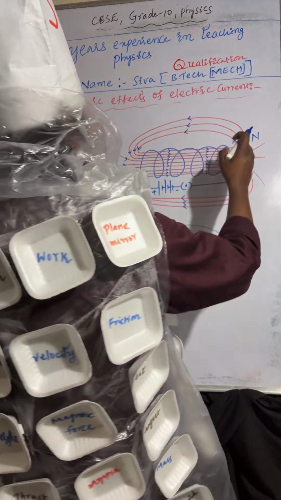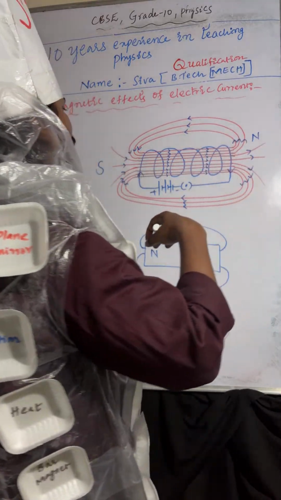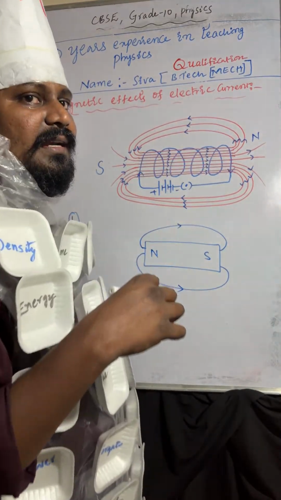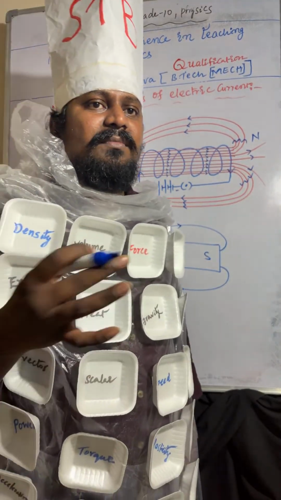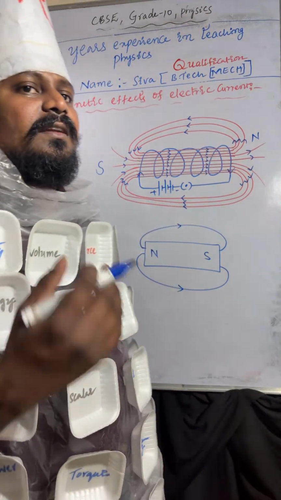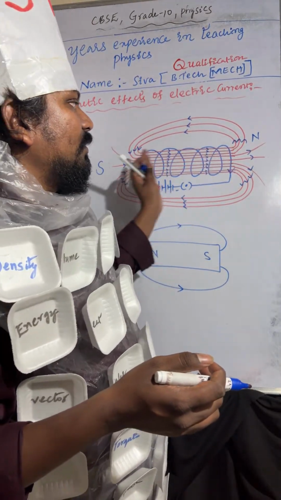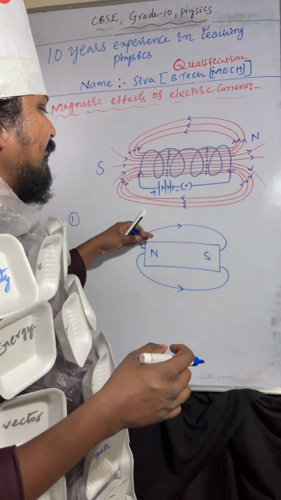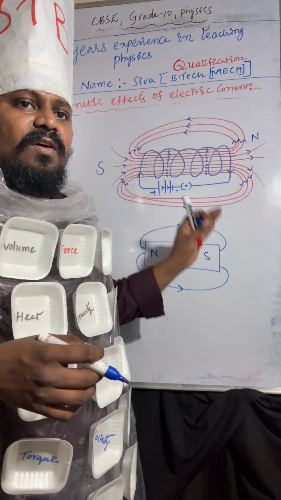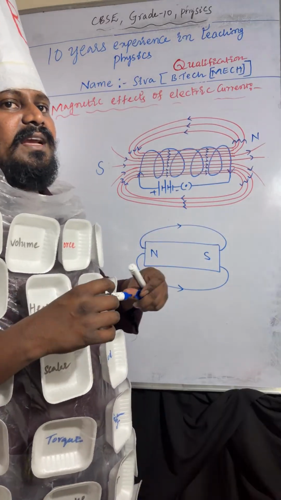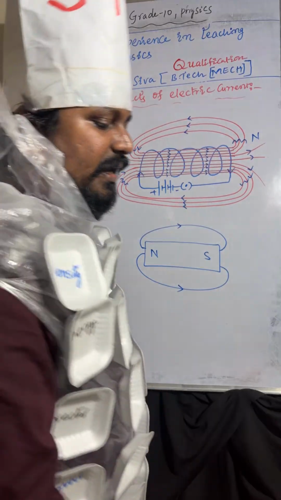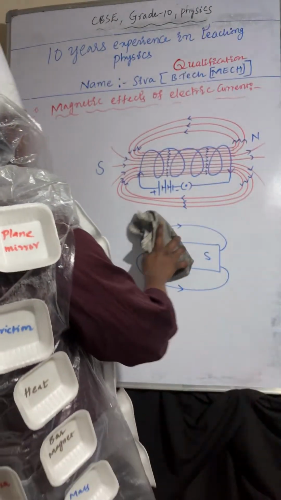And we can change the poles, north pole and south pole, right? We can change them by changing the battery polarities. Positive terminal, negative terminal, if you change those polarities, automatically the solenoid poles also change, the north pole and south pole. But with a bar magnet, the magnetic field and poles are fixed. We can't do anything. Understood or not? So this is about the solenoid. I hope it is very clear.